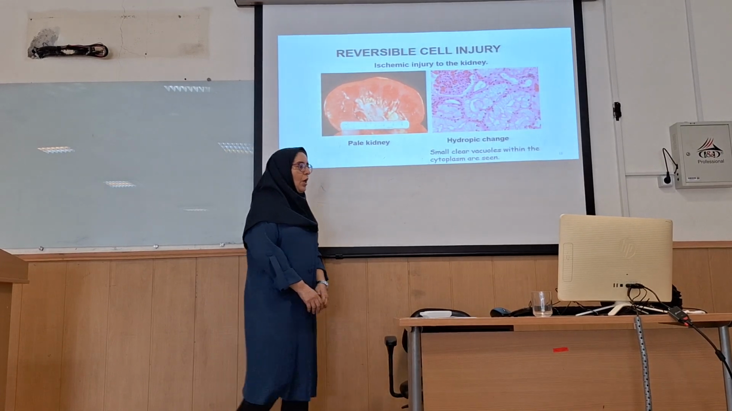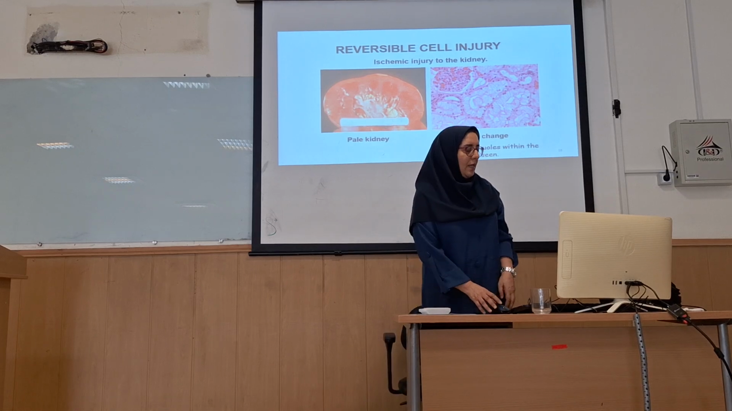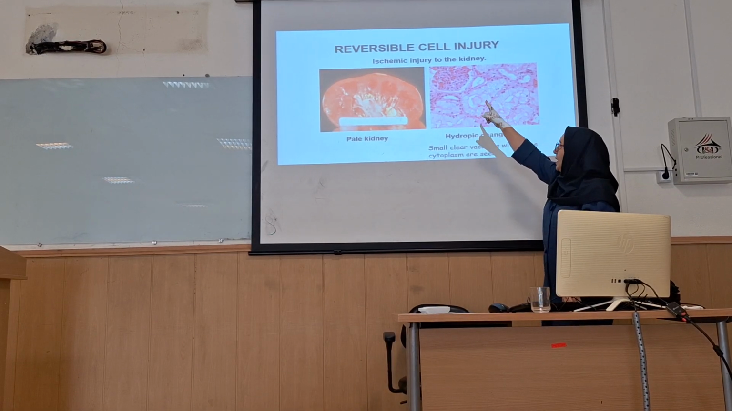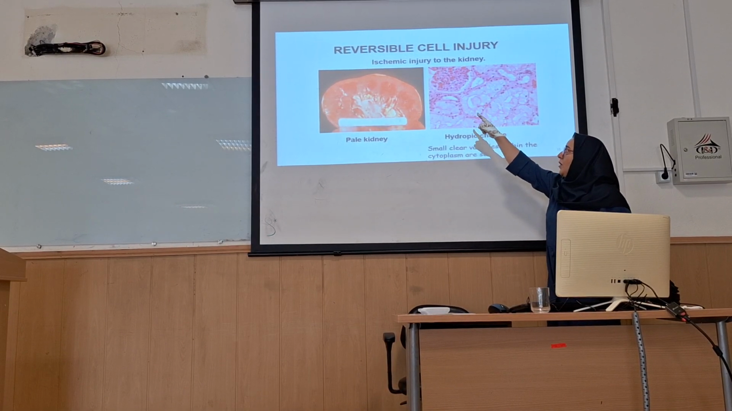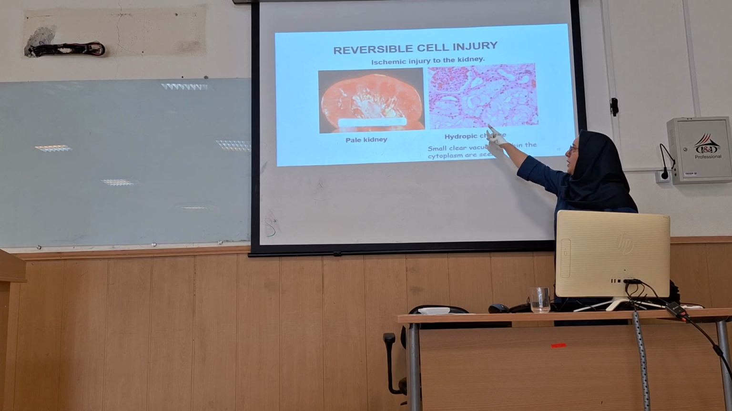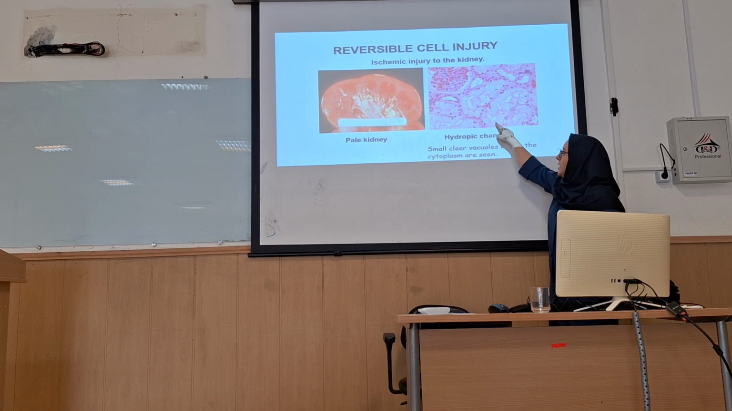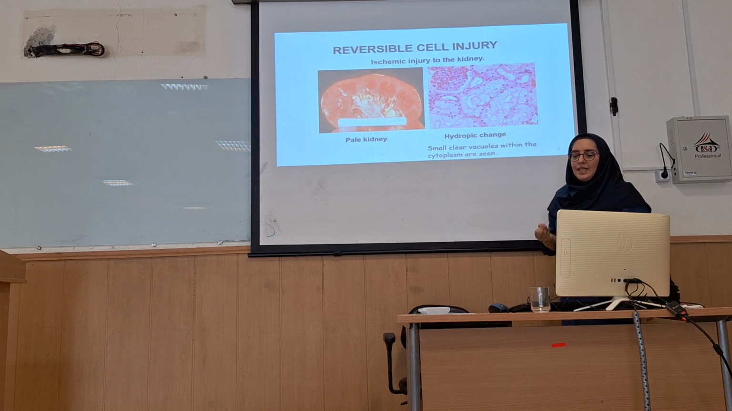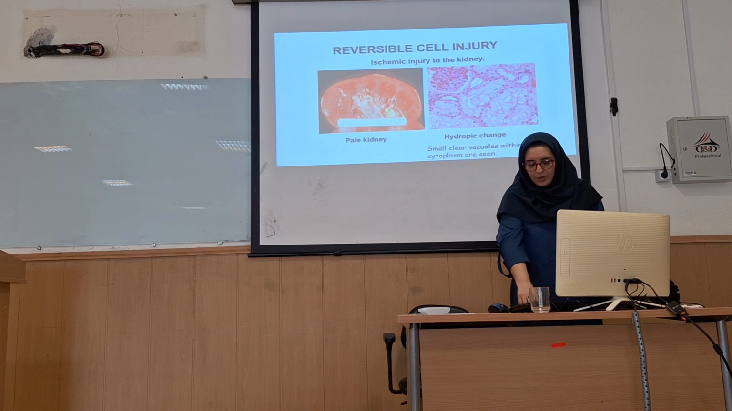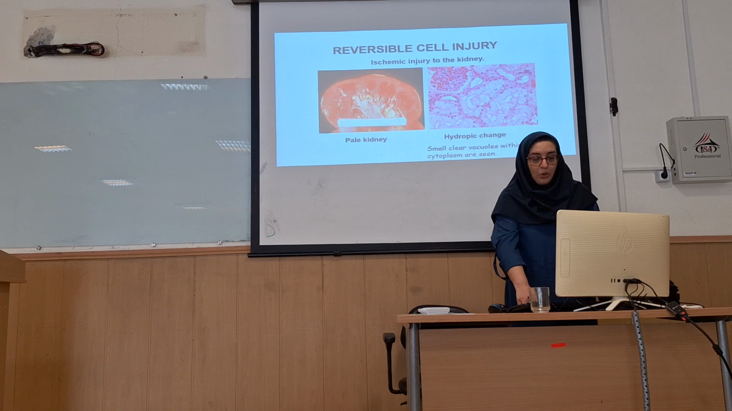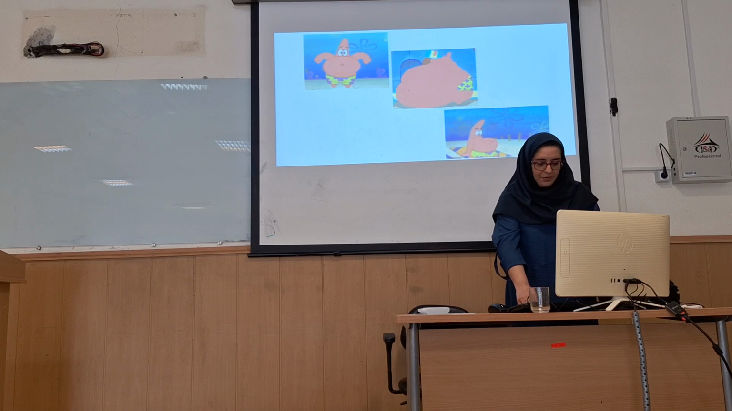In this figure, at the top we see a normal glomerulus, but in the tubules we see accumulation of many clear vacuoles due to accumulation of water. So the most common reversible morphologic change is hydropic change, after accumulation of water in the cells.